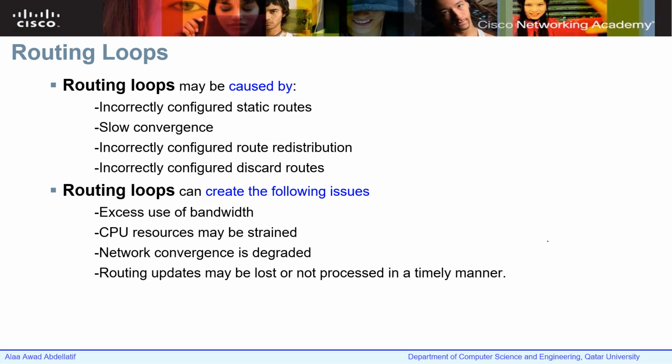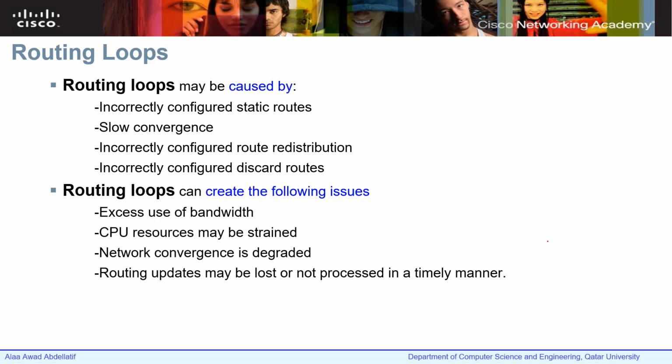Right. What's the problem of routing loops, or what are the effects of routing loop? Of course, excess use of bandwidth. It will consume bandwidth because the packet goes in a loop. So it will be transmitted and retransmitted again between two routers or many routers. So it will consume bandwidth, useless. I am sending the same packet, useless. So it consumes or uses large bandwidth.